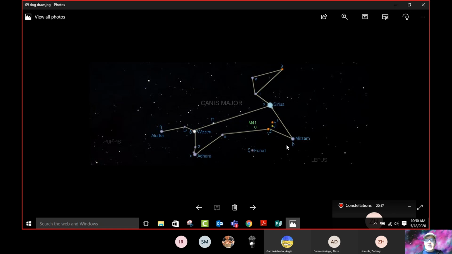Notice that these stars all have a Greek letter next to them: beta, alpha, theta, pi, and the astronomers have labeled these stars in order of brightness according to the Greek alphabet, which goes alpha, beta, gamma, delta, etc. So Sirius is Alpha Canis Major, the brightest star in Canis Major. Mirzam, Beta Canis Major. So only the brightest of these stars have Arabic names, because the other ones would need to be visualized with a telescope.